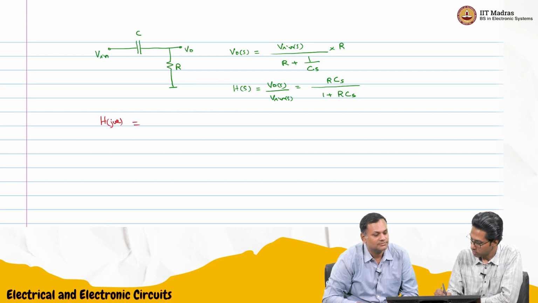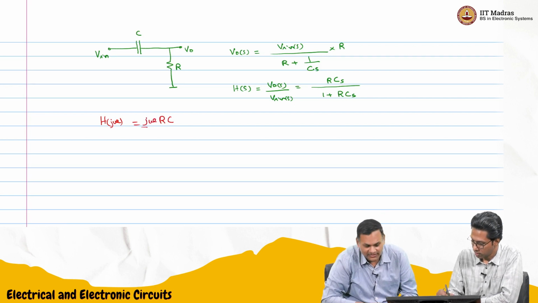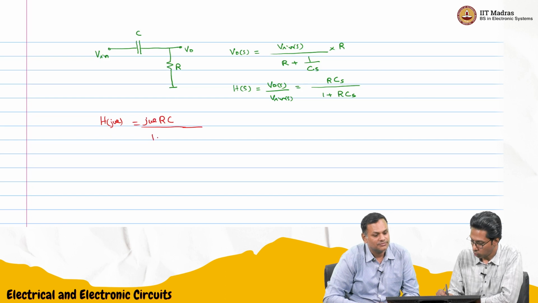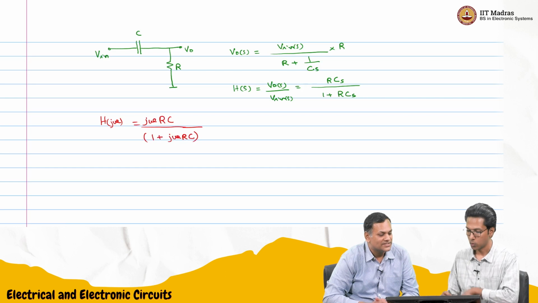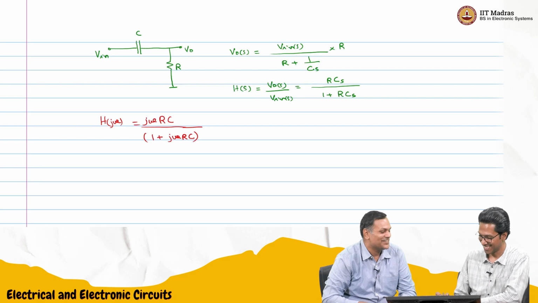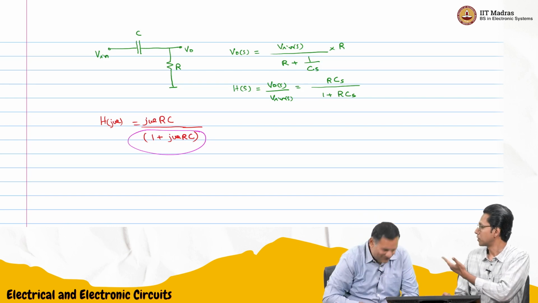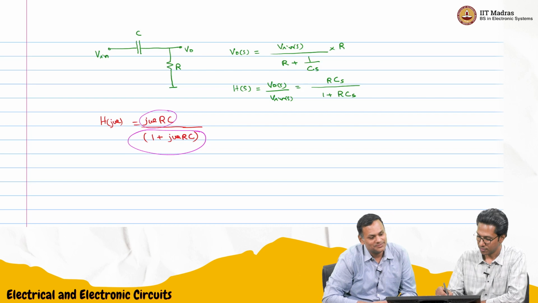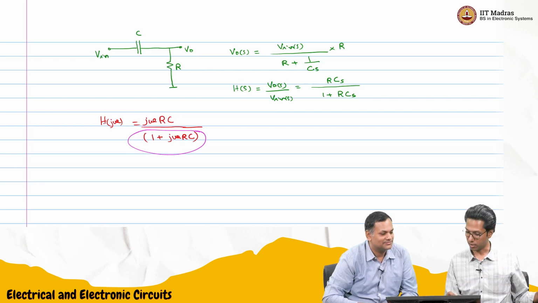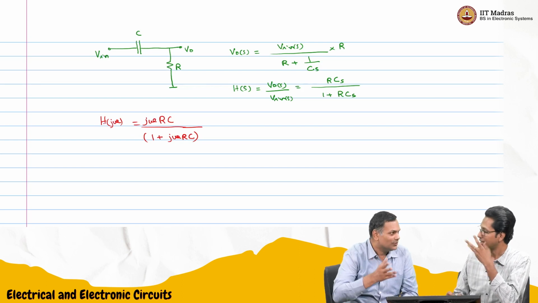H of j omega is j omega RC divided by 1 plus j omega RC. So it looks like it has 1 zero and 1 pole. And what I asked for, a zero at the origin. In fact, this one we plotted earlier for the low pass filter. Now there is this additional term at the origin. It will be a zero at the origin.